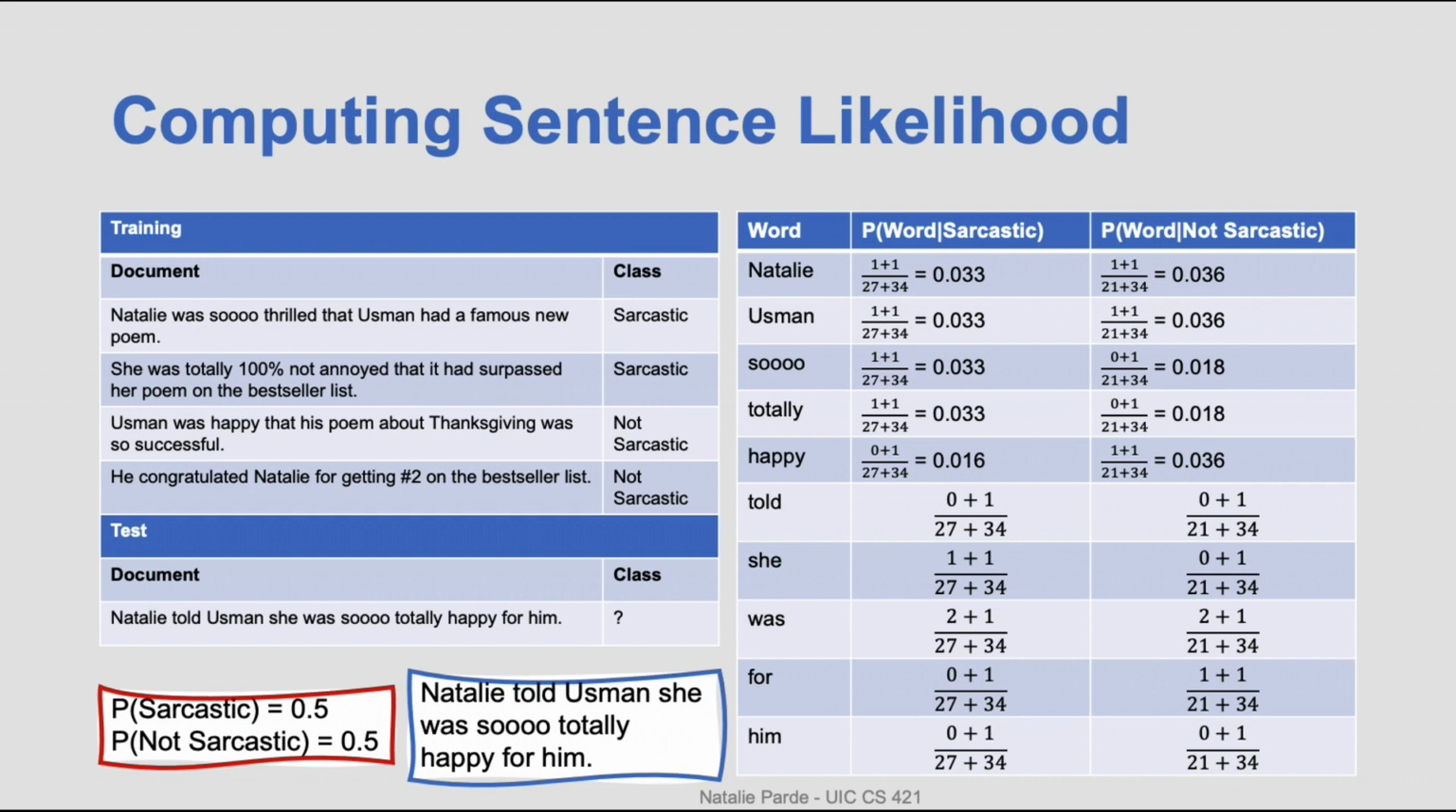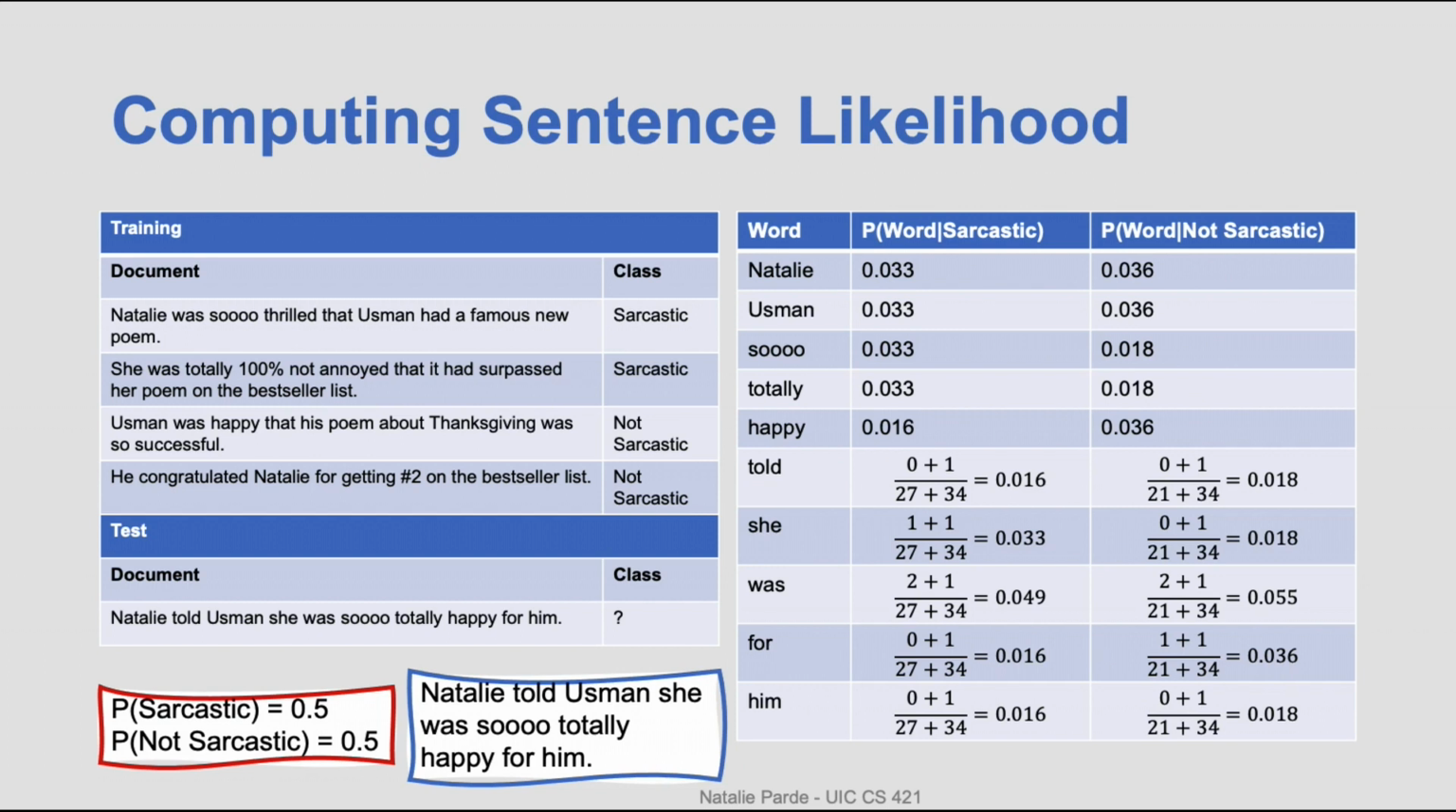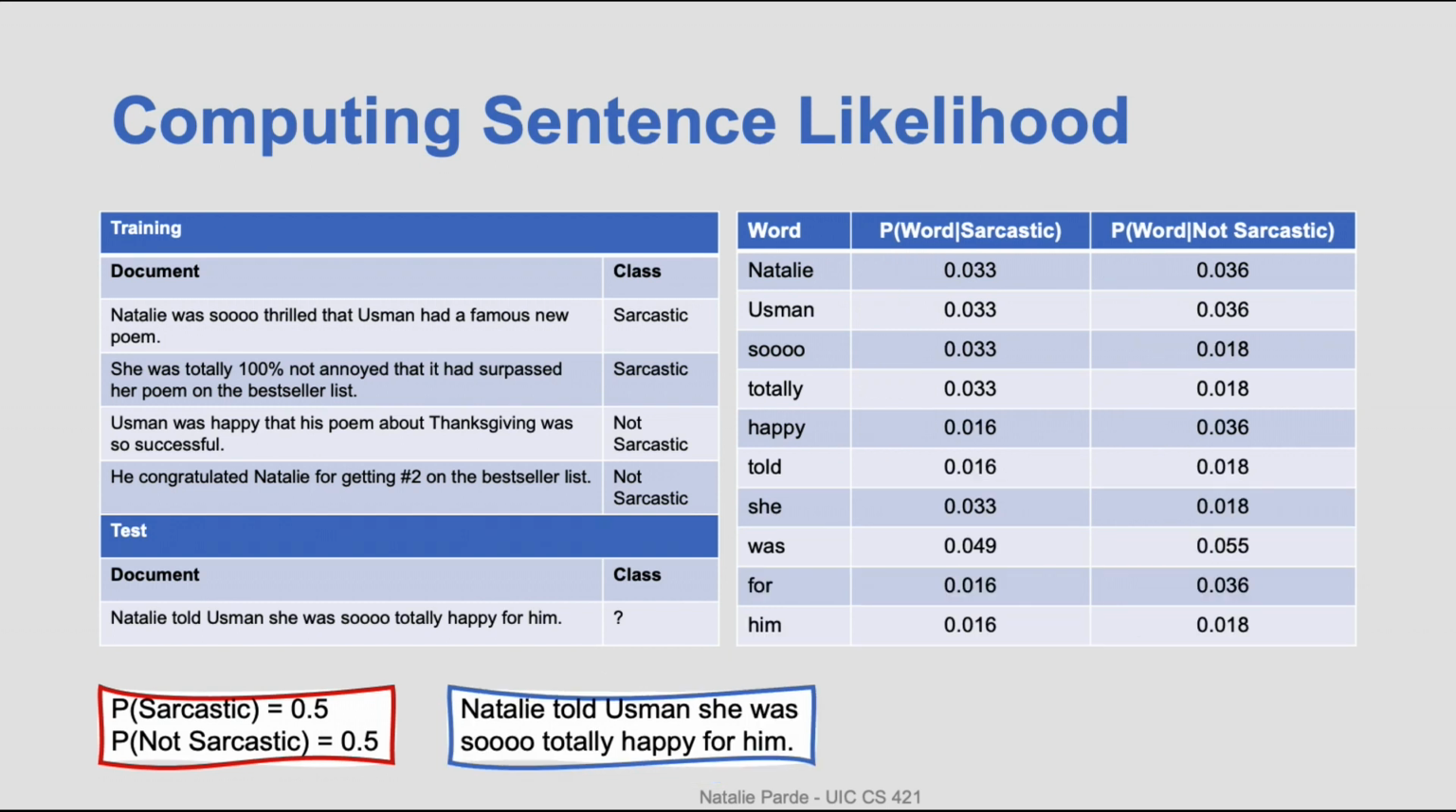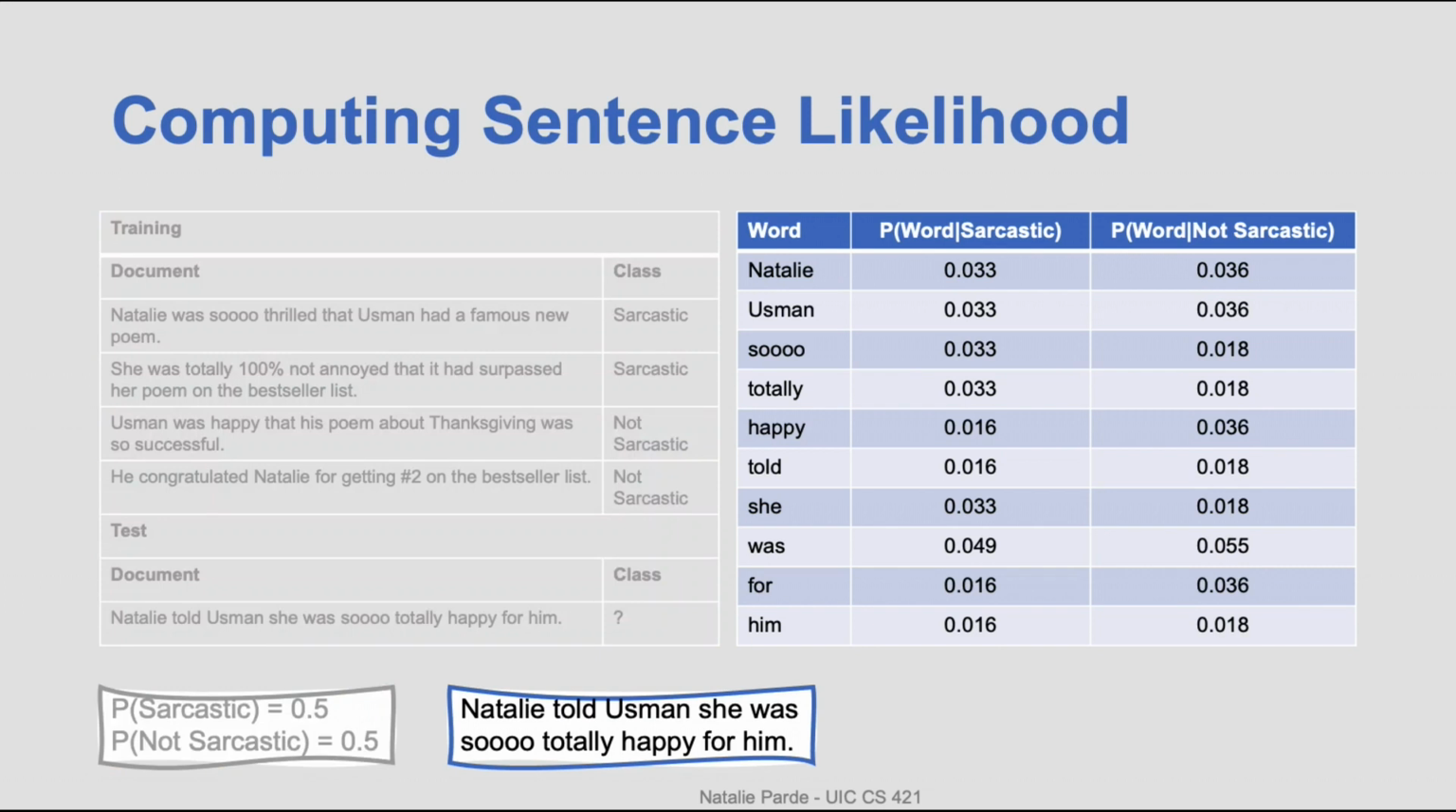We also need to go ahead and compute likelihoods for 5 more words: told, she, was, for, and him. So we'll go ahead and do that. And we get the values that you see here. So we have our likelihoods for individual words. Now we just need to compute the likelihood for our test sentence. We'll go ahead and do that for each class.